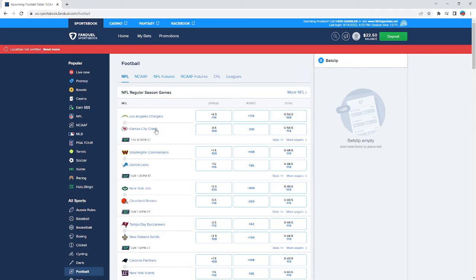So if you think it's going to be Chiefs 21, Chargers 17, that's 38 points, you would want to bet the under. If you think it's going to be a shootout because they're two high-powered offenses, and you think the Chiefs are going to win 42-35, you're going to want to take the over because the total points scored will be over 54.5.